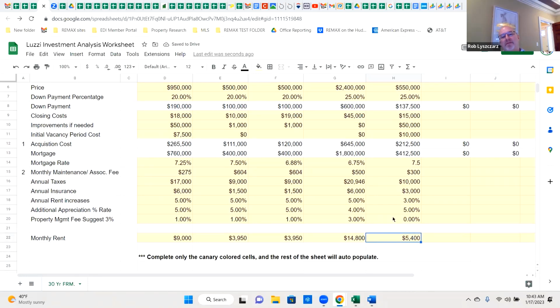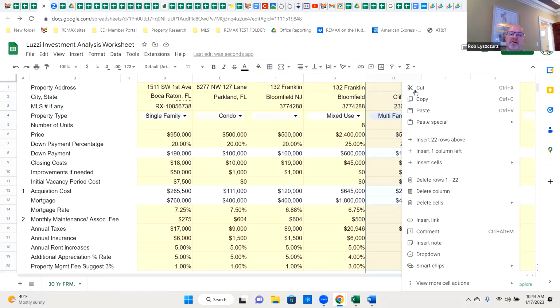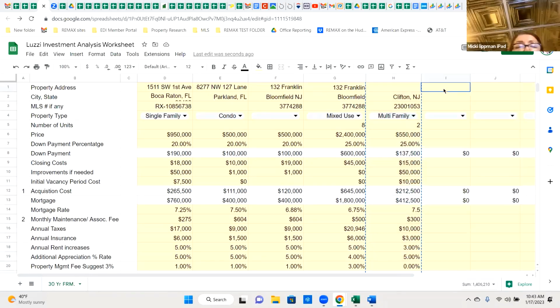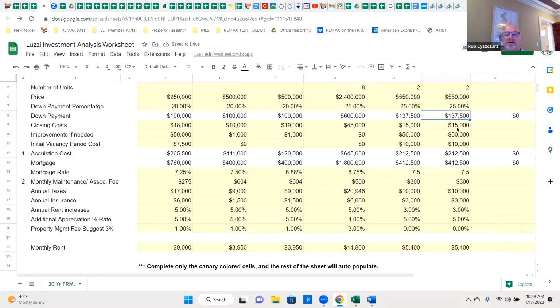Now what I'm going to do, Mickey, is copy this and put it in the next column, and I'm going to change the interest rate. Okay. All right, so I'm going to increase the closing cost by 10,000 to 25,000. Okay. And I'm going to lower the rate to 6 7/8 because you're paying points.